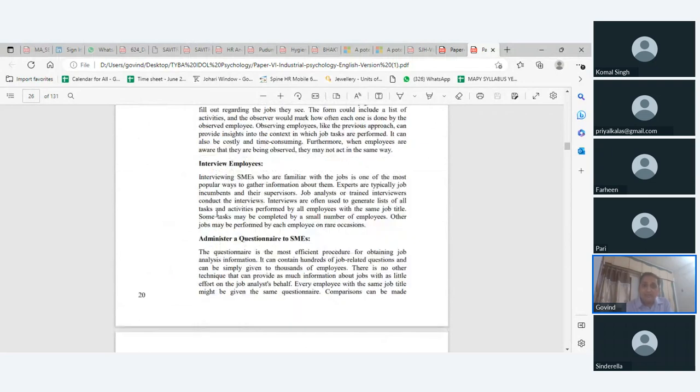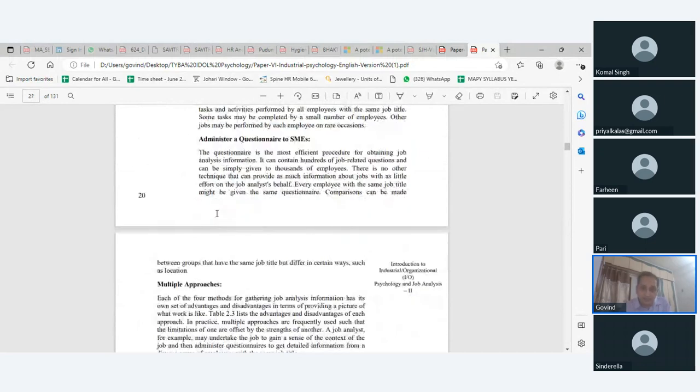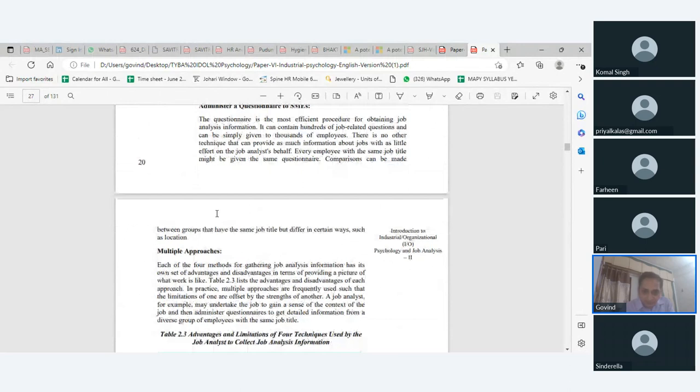The last method is to administer a questionnaire to SMEs. SME means subject matter expert, those who are doing that particular job or function. Instead of interviewing, the difference in this method is that we hand over the questionnaire, the person responds, and then we analyze on the basis of that.